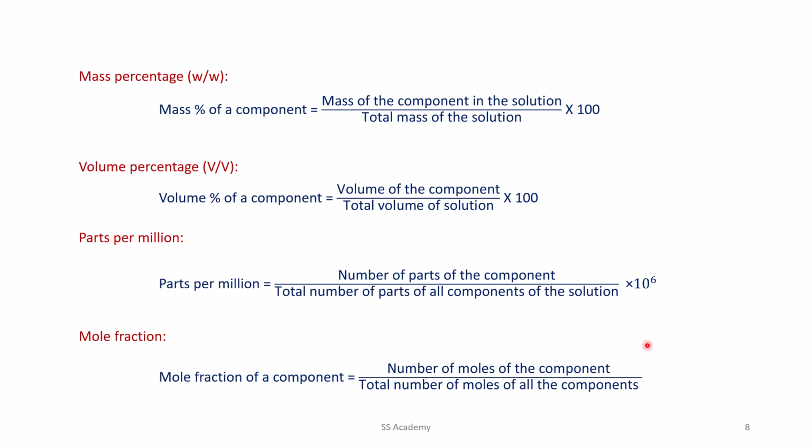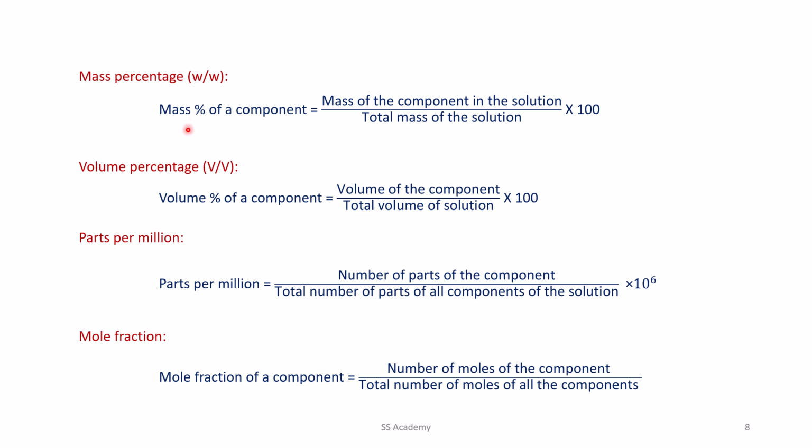That concept is fraction. Here you see mass percentage of component. If you remove the multiplication by 100, it is mass fraction. If you remove the 100 in volume percentage, it is volume fraction. If you remove the 10 to the power of 6 in parts per million, it becomes fraction of parts. If you remove it in mole fraction, it is mole fraction only. If you multiply this with 100, it will give you the percentage of moles present in the total.